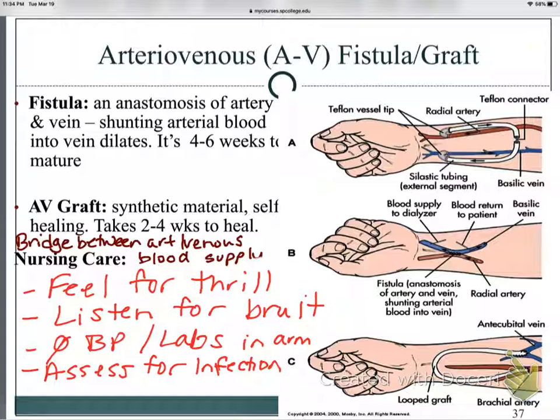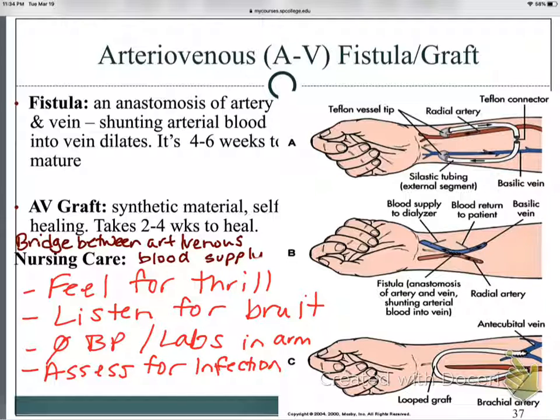So it's a little quicker than the fistula. You said these are better for drug abusers? Yeah, sometimes. Usually drug abusers beat their veins up so bad. So that's why they would have to have the synthetic part, because their veins are no good. Yeah, I mean, you can't even get blood from them. That's why you would do the graft versus the fistula.